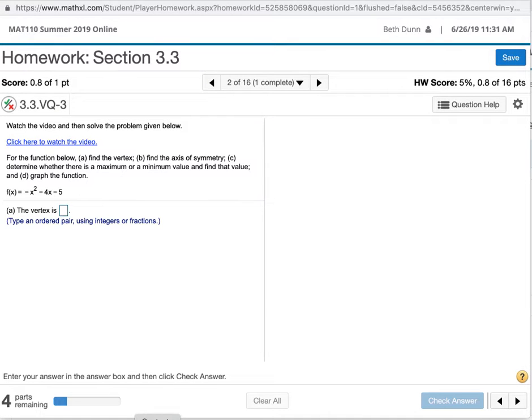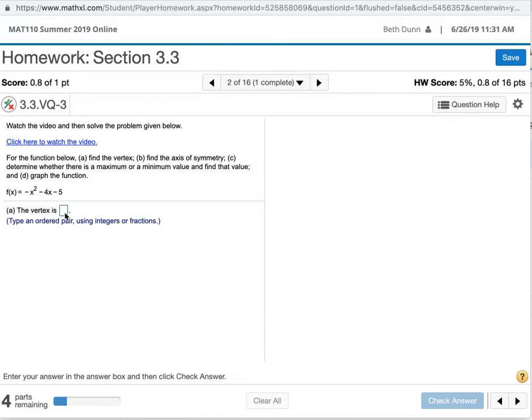I was receiving a lot of questions about graphing for this problem in your homework. So this is the second question in the 3.3 homework. No one seemed to have any problem with the vertex part.